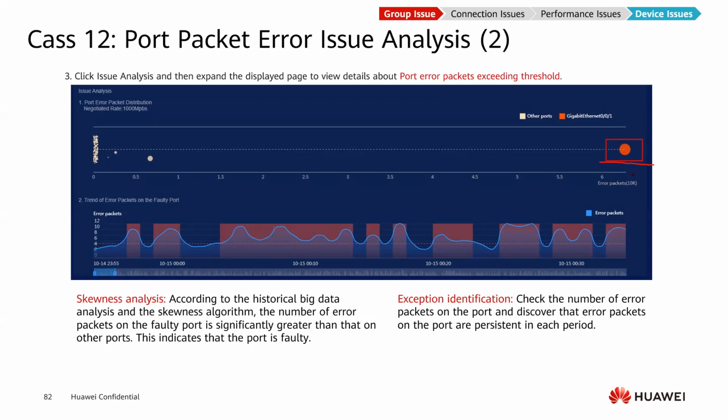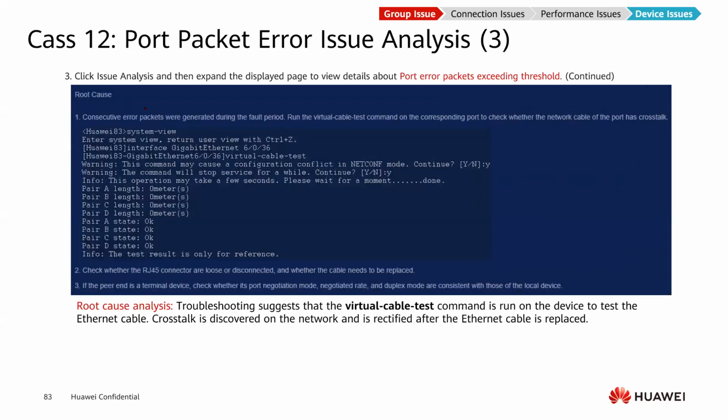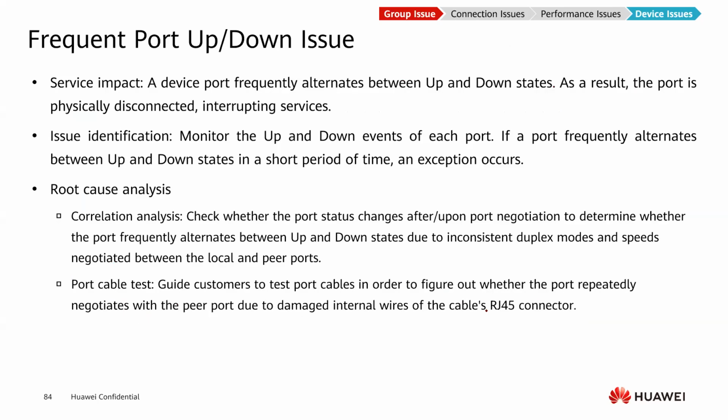So this pod has a problem, just for the G001, and it will tell you what happened as the root cause, and how to repair it, how to check it with the virtual cable test command to see whether the cable is okay or not. And the frequent port up and down is similar to the error packet receiving.